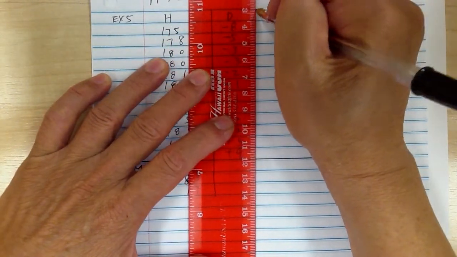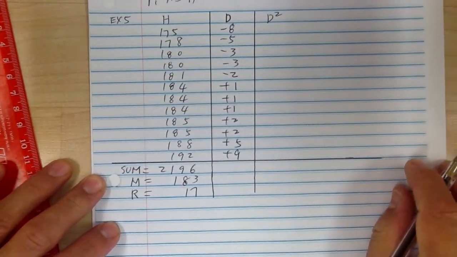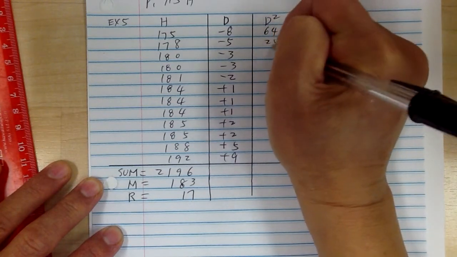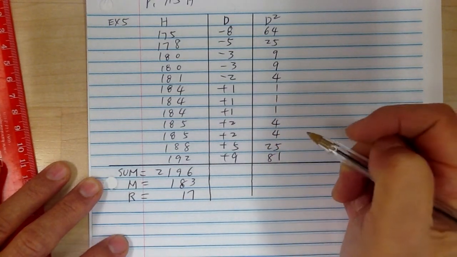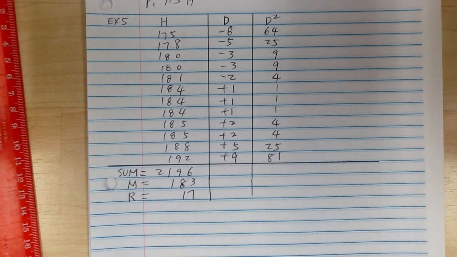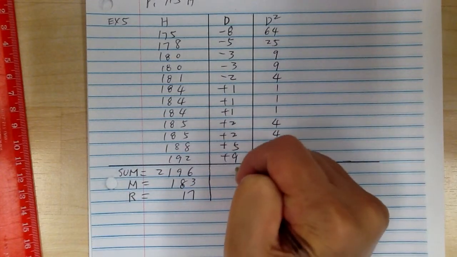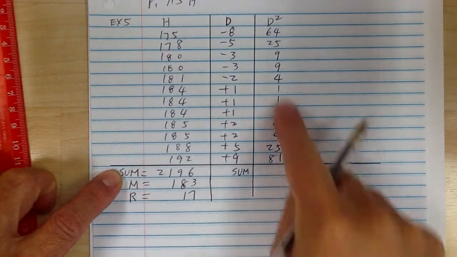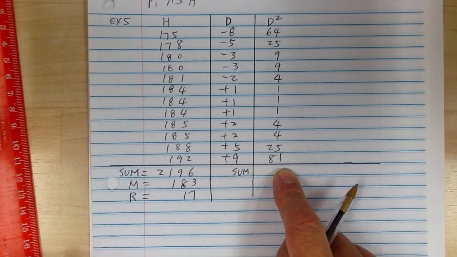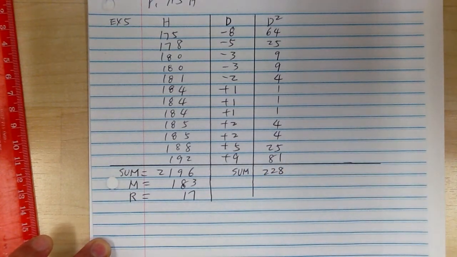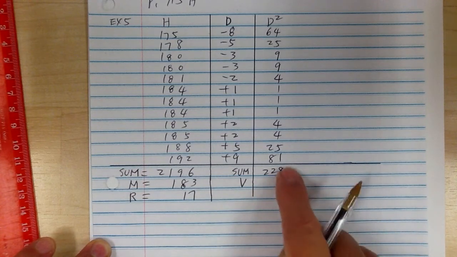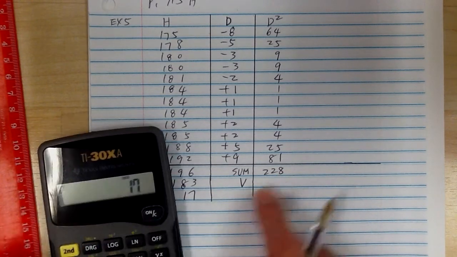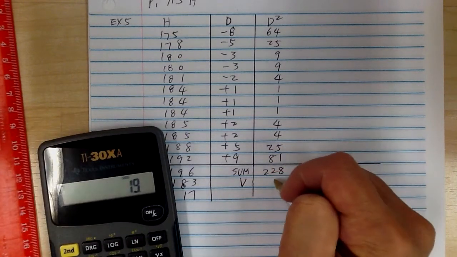The next column is D squared, so just go and square that: 64, 25, 9, 9, 4, 1, 1, 1, 4, 4, 25, 81. Then you need to find the sum of the D squared. When you add all this together, you get 228. The next thing you need to find is the variance, V. Just like with the mean, you find the average, so you divide that by 12. 228 divided by 12 equals 19.